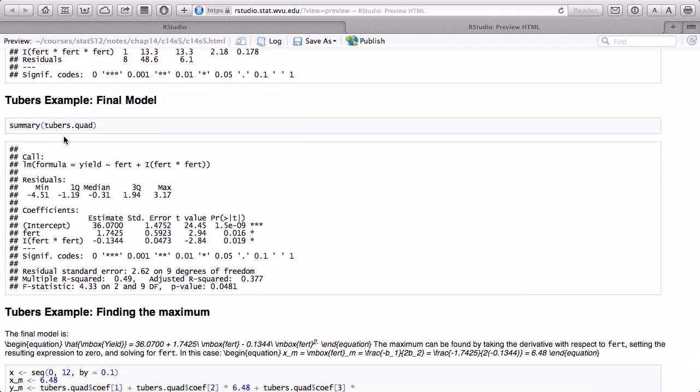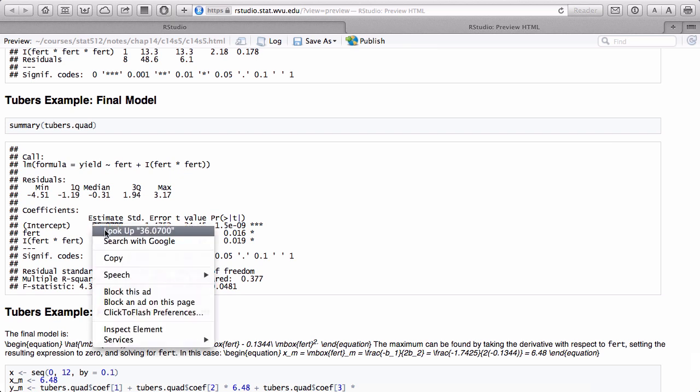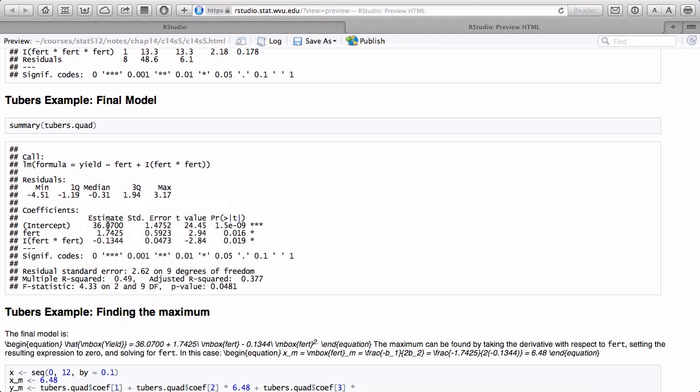So I'm going to get a summary of the tubus.quad, and this actually gives me the regression. Right here is the regression equation. That's the intercept, that's the linear term, and that's the quadratic coefficient. Okay, so I have y is equal to a plus bx plus cx squared. And so that's my model.